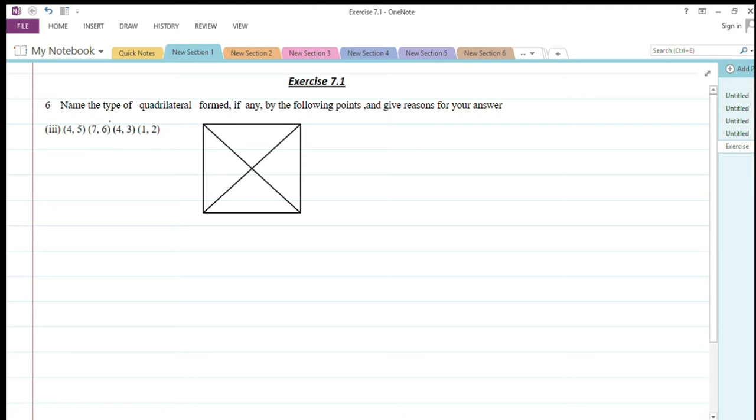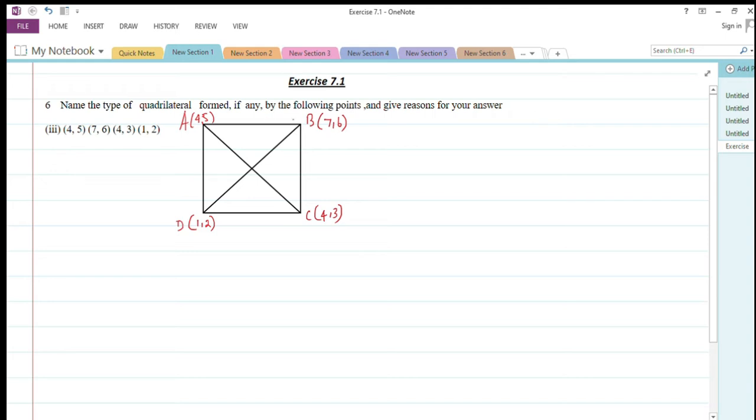If you want to find out which type of quadrilateral it is, first we have to find out the four sides and two diagonals. So first I am going to name the coordinates: A of (4, 5), then B, the next coordinate, you should take it in order, (7, 6), then C of (4, 3) and D of (1, 2). So I have to find the distance between the four sides and two diagonals.